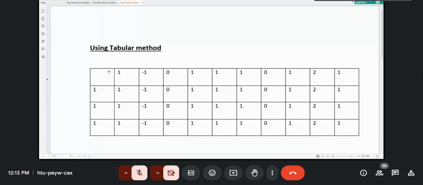So if we check this using the tabular convolution method, we use a very easy h of n: 1, 1, 1. So this is h of n.